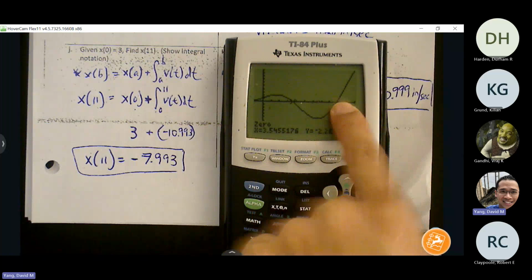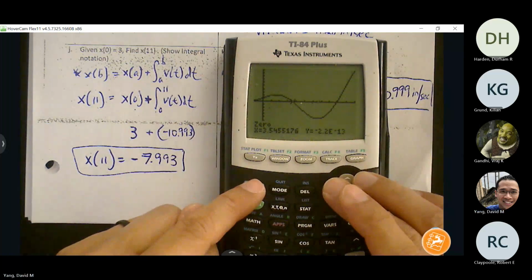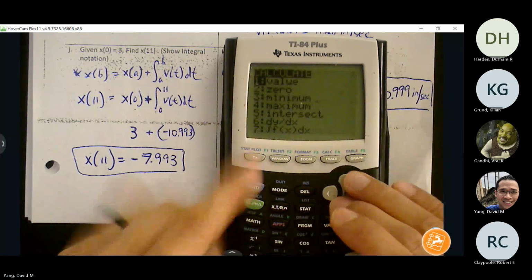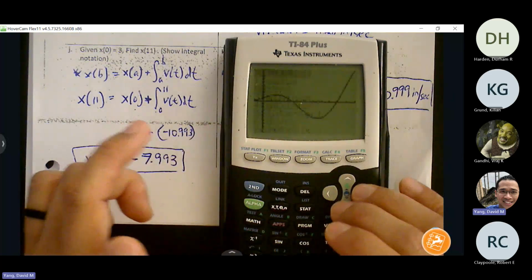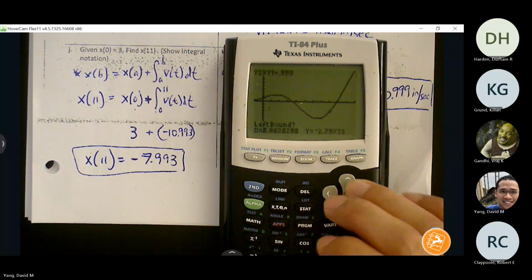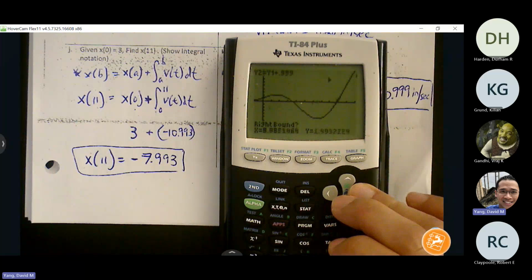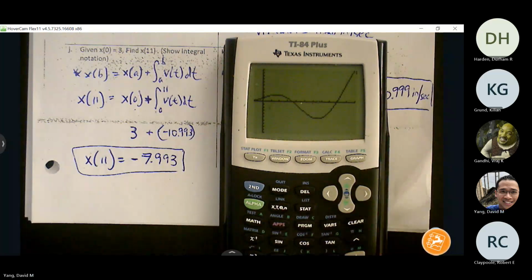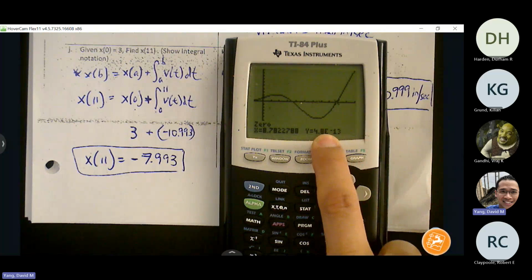We can also find the other x-intercept there. So I could trace 0. And we pick a point to the left of the x-intercept, hit enter. Pick a point on the other side of the x-intercept, hit enter. 8.783. Again, that just means it's a really, really small number, basically 0.